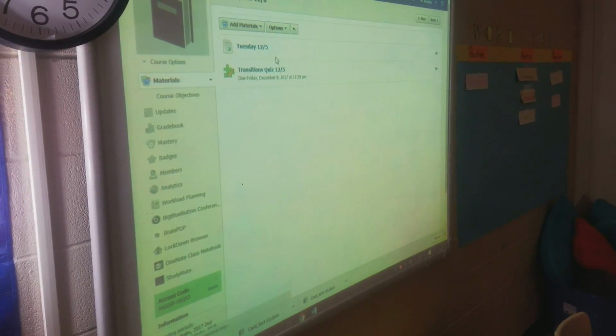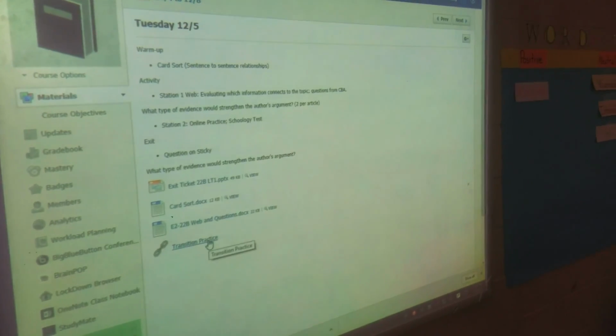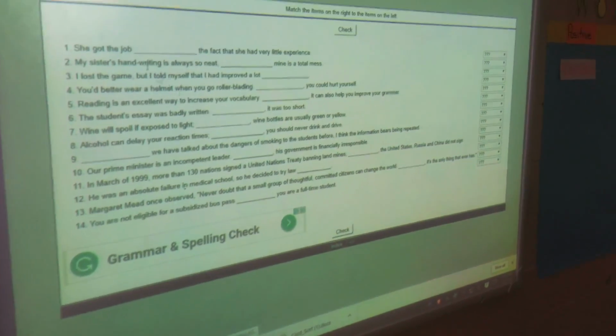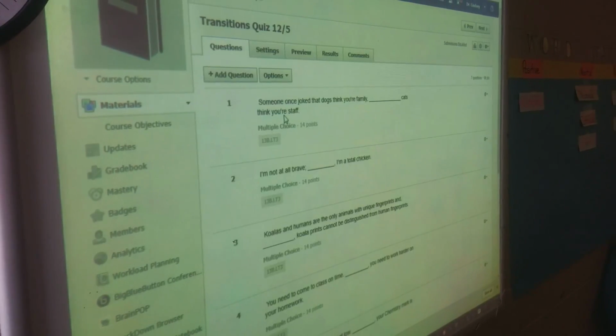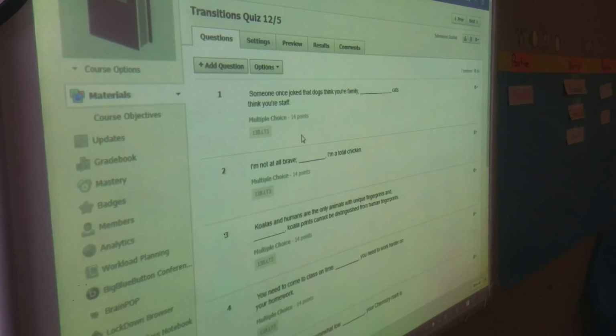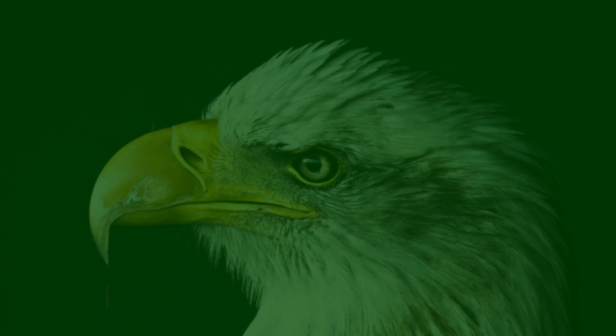So it was a transition practice, and it was self-checked, so they could try a word in a sentence, and if they picked a word that made sense or was a good transition word, then they got immediate feedback. And if they needed to try again, then they could. And so it was just practice, and it went along with the quiz that they were taking about transitions as well. So it just gave them immediate feedback, and it was much more engaging than a worksheet.